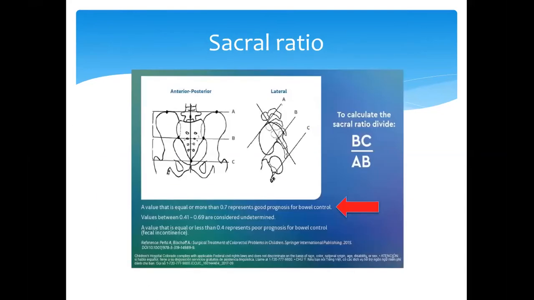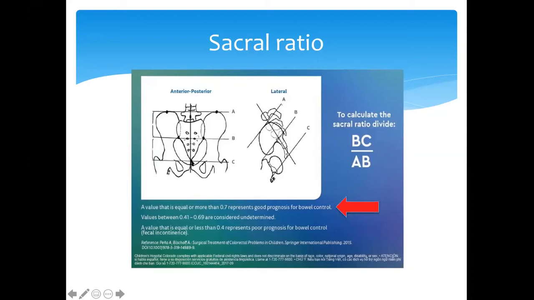Next, please. So, sacral ratio. This is one of those factors to know the bowel control prognosis of your patient. Simply, you order a sacrum X-ray, AP and lateral view, and we prefer the lateral view for accuracy. You calculate the ratio by dividing the lines BC over AB. Those are three horizontal lines. You draw the first line, A, between the two iliac crests. The second line, B, is between the lowest point of the sacroiliac joints, and line C is at the tip of the coccyx.